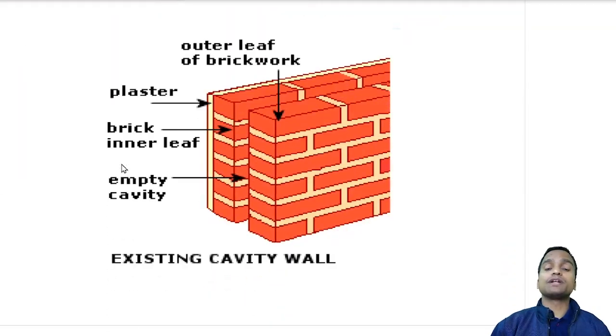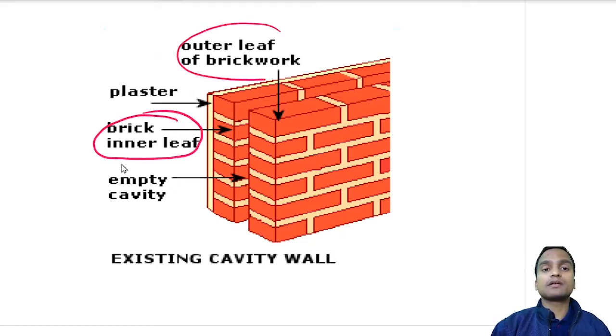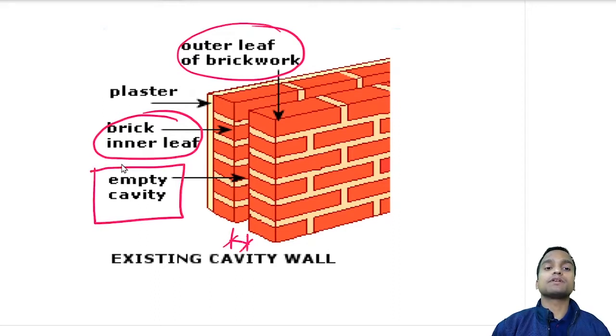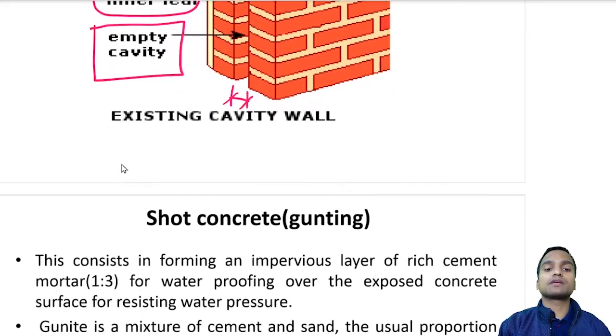So this is the 3D diagram of a cavity wall, and this is my interior leaf and this is my exterior leaf, and between these two leaves there is the cavity being left, and this cavity is left empty, and we can plaster the walls from the external sides. Okay, so this is how a cavity wall looks.